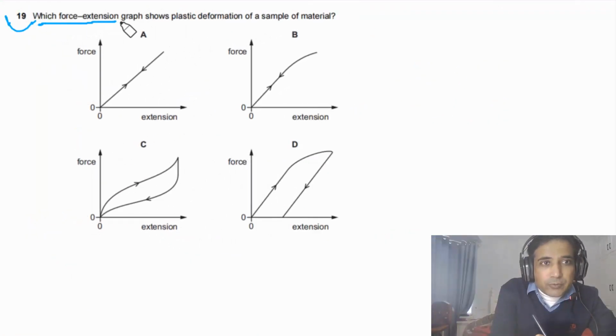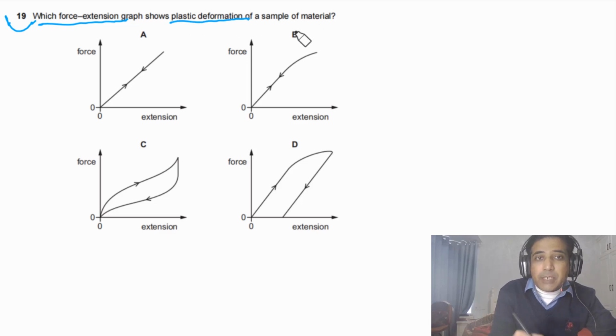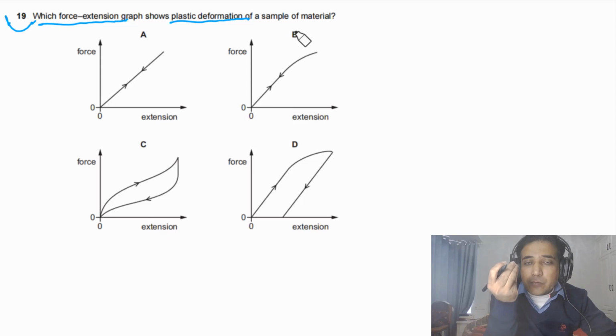Question 19 says, which force extension graph shows plastic deformation of a sample of material? So simply we need to understand what is plastic deformation to answer this question. Now let me ask you one question. Place your finger on your cheek, and you will see the shape of your cheek will change. Now if you remove the finger, your cheek will come back to its original shape. Is it plastic deformation or not? I hope you will say this is not plastic deformation, because your cheek deformed temporarily and is now back in its original shape.